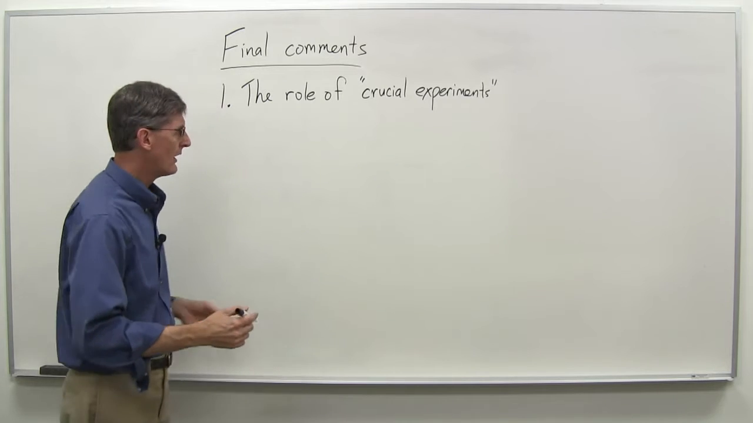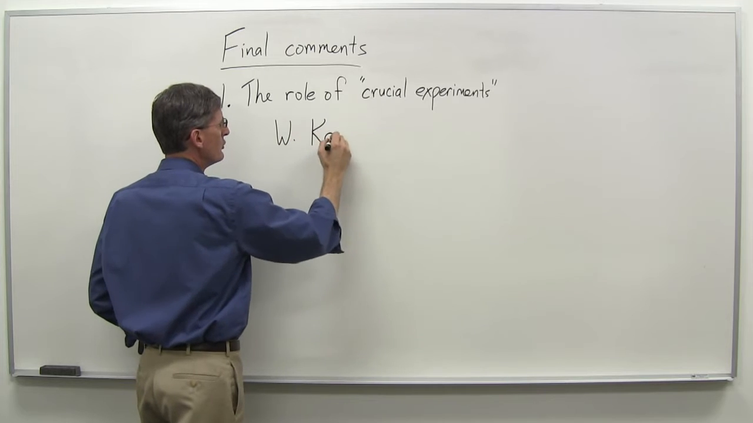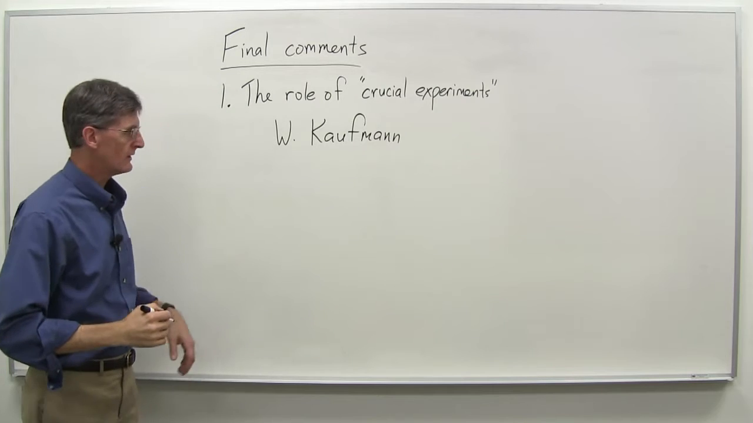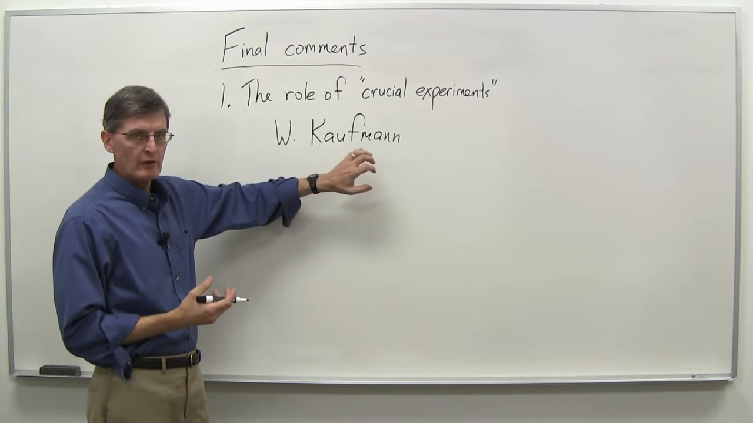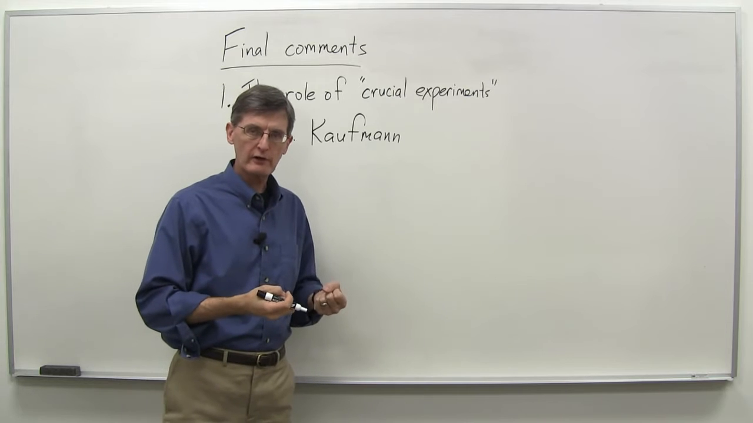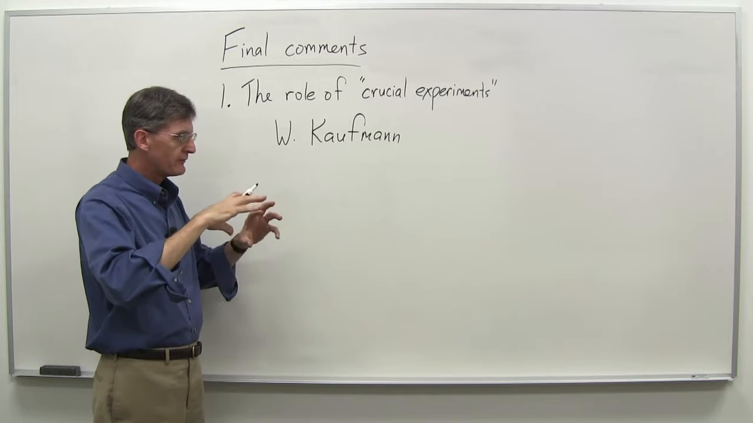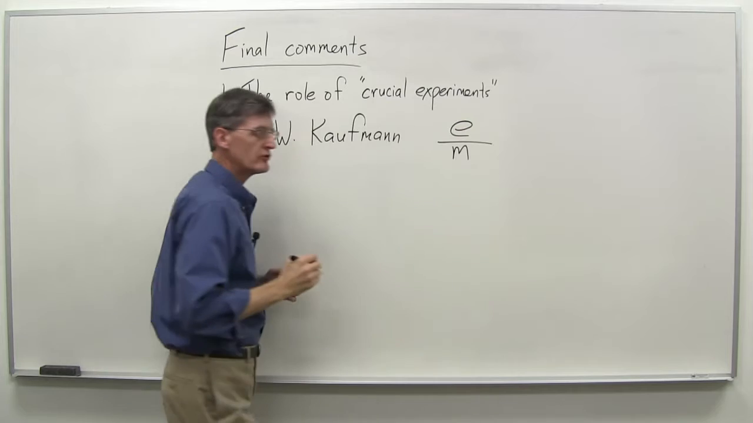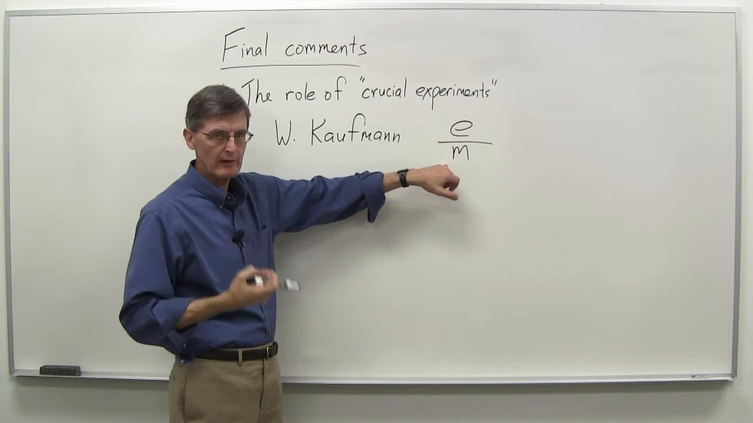I believe along the way I mentioned the experiments of Walter Kaufmann, actually spelled with only one F. Many times you say it with 2 Fs, but Walter Kaufmann, German experimental physicist, and in the years after the discovery of the electron in the late 1890s, he and others were doing experiments figuring out what was known as the charge to mass ratio, e being the charge of the electron, m being its mass.